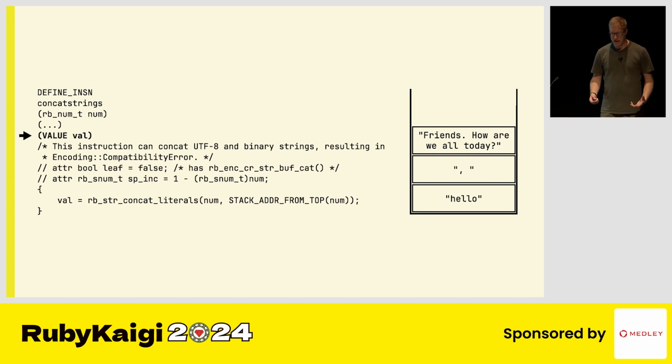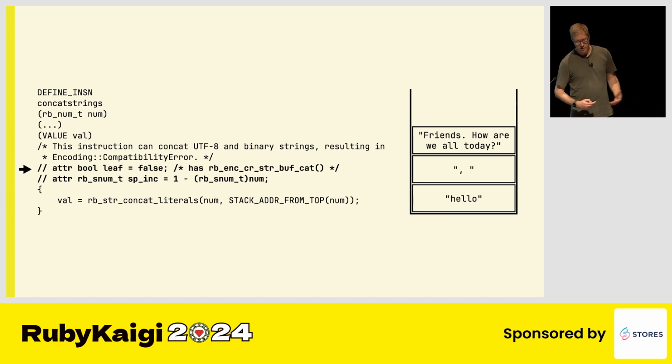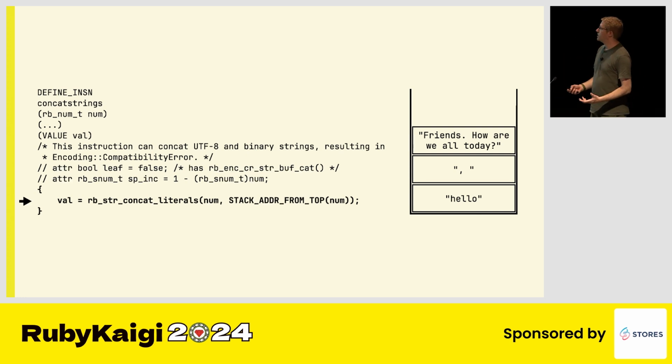Next, we have the list of values that will be pushed back onto the stack. In this case, a single value object. Now, value just means any valid Ruby type. So we're going to have a value, val, and we're going to push that back onto the stack when this instruction finishes. And then we have some attributes, which I'm going to completely ignore and gloss over because they're not important for my talk. And what follows finally is the actual body of the instruction, everything between those curly braces.